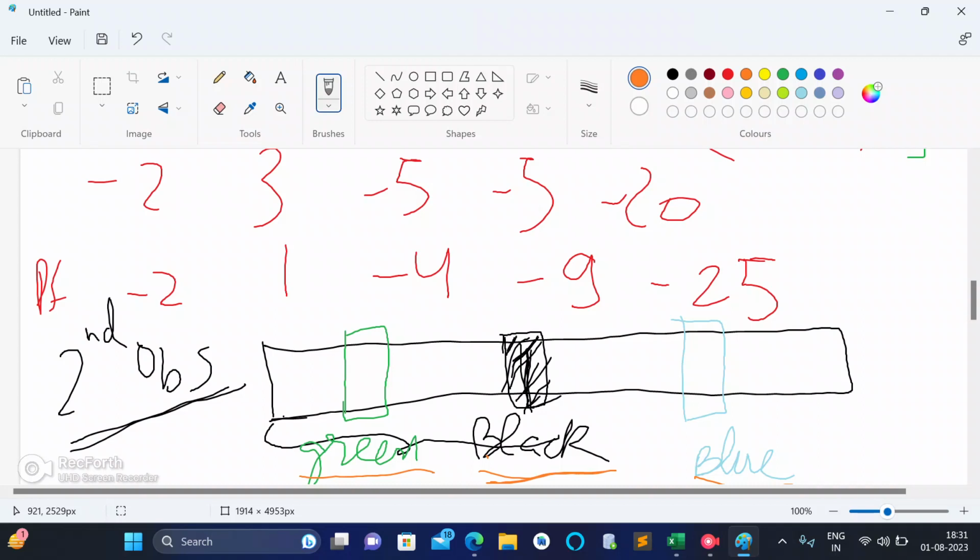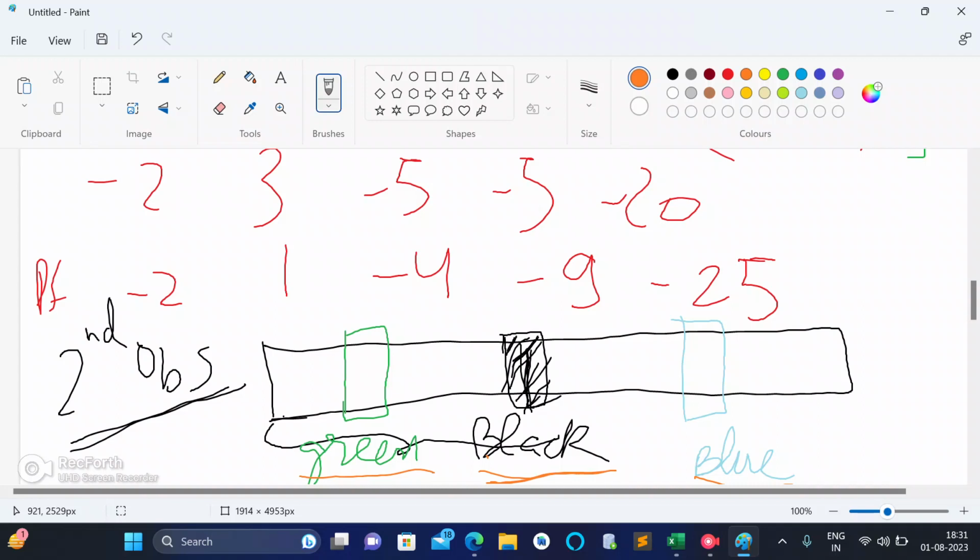What the green value, black value and blue value represent is this: the black value represents the sum of all the elements from 1 till this black value. The green value represents the sum of all the elements from 1 till this green value, and the blue value represents the sum of all the elements from 1 till this blue value. So blue is 1 till blue, green is 1 till green, black is 1 till black.